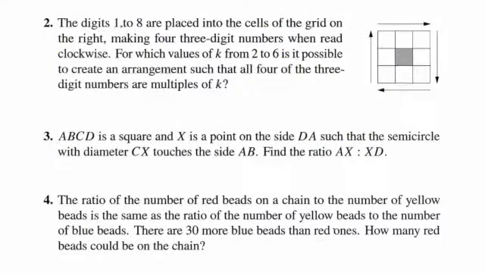Problem number 2, the digits 1 to 8 are placed into the cells of the grid. On the right, this figure, this grid makes 4 three-digit numbers when read clockwise. Here, here, here, here. For which values of k from 2 to 6 is it possible to create an arrangement such that all 4 of the 3-digit numbers are multiples of k?